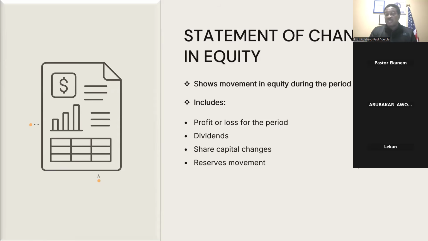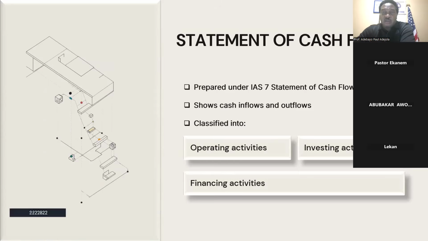The statement we prepared that explains this is what is called statement of changes in equity when we come to IFRS. But the same statement, when we go to IPSAS accrual, they call it statement of changes in net asset. See, it here shows movement in equity during the period, profit or loss for the period, dividends, share capital changes, reserve movement. Then statement of cash flow, prepared under IAS 7, shows cash inflows and outflows, classified into operating activities, investing activities, and financing activities.